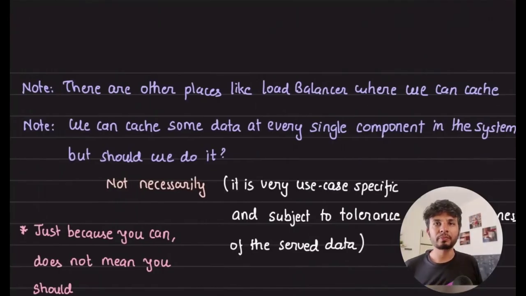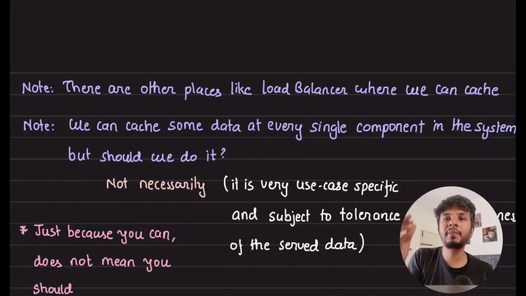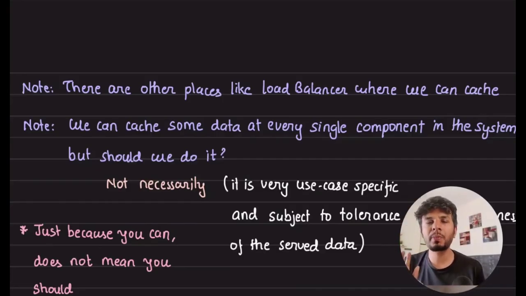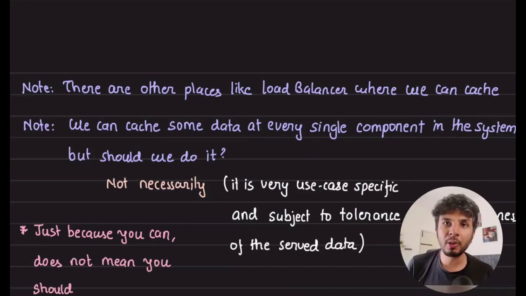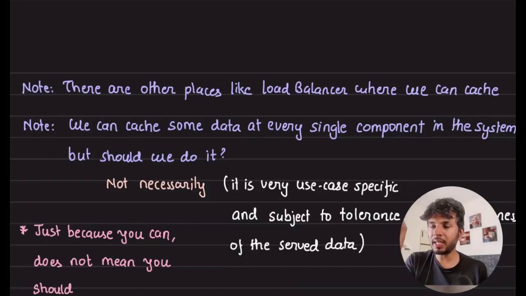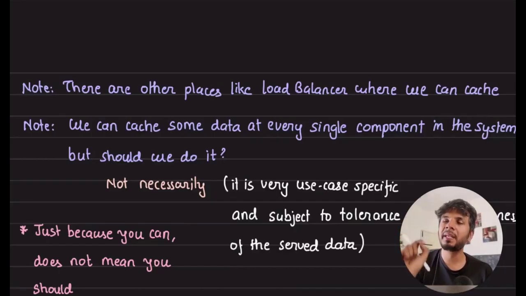Now, in whichever component you see in any system that we design, literally every single place, you can think of storing some data there which could be cached. For example, one more example is the load balancer. You can cache things on the load balancer. Because we did not touch upon load balancer, I refrained from talking about it. But literally every single component in any system has memory and disk, which means you can cache something in it. But it does not mean that you should.